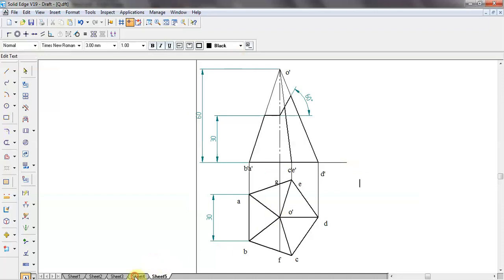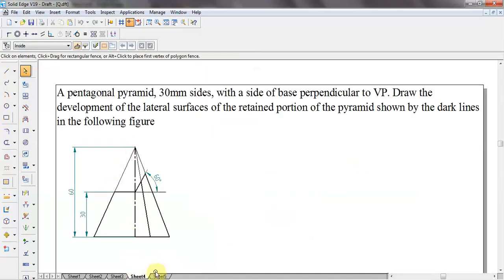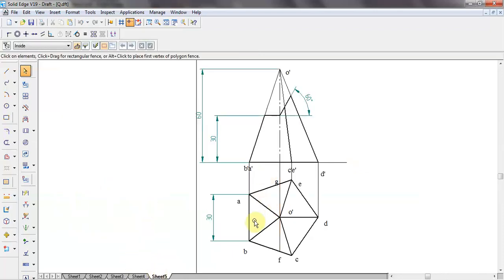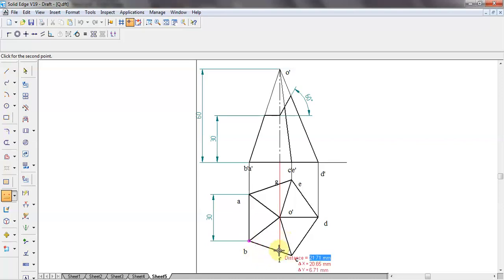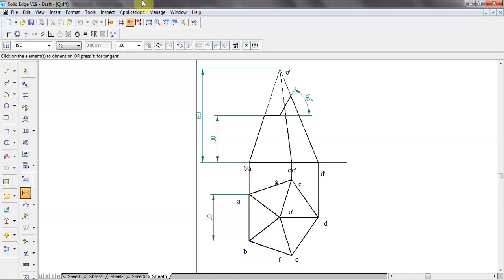This was the question, and you have to redraw it once again with the pentagon and top view of the pentagon. This was the front view they have given. You have to draw the top view also. So you have to measure the distance where it is cut. This distance I have measured front and back. This is 21.71. Okay, this will be the same again.